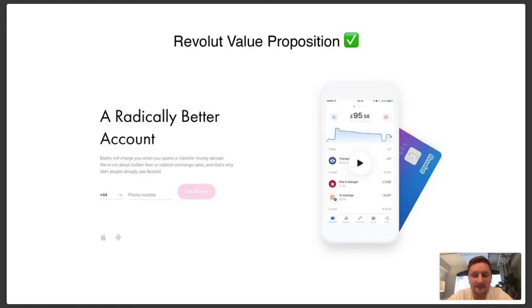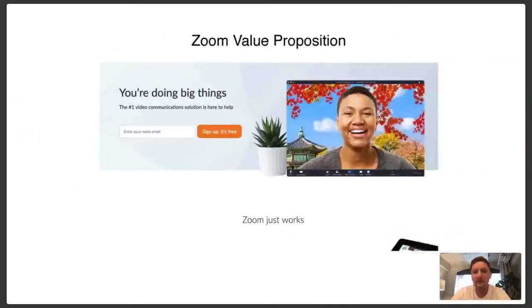So they display that they have a radically better account, and they're explaining that banks will charge you when you spend or transfer money abroad, hidden fees, and so on, and exchange rates. So they are putting customer pains in their value proposition, and they are focused on outcomes for the customer.